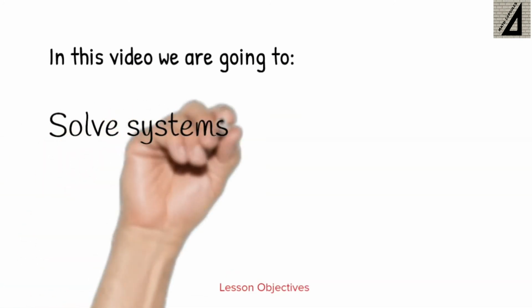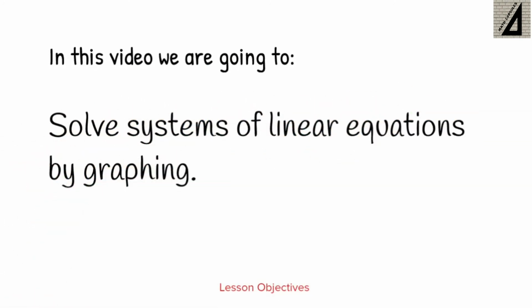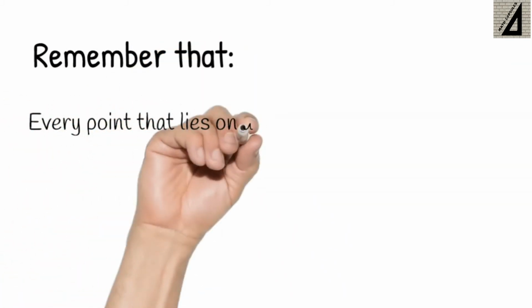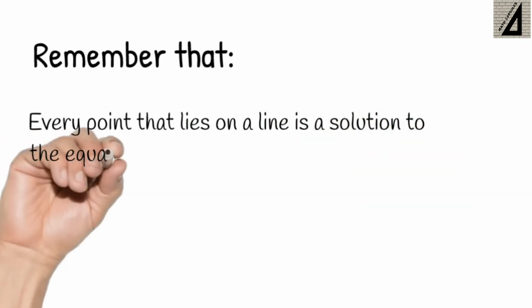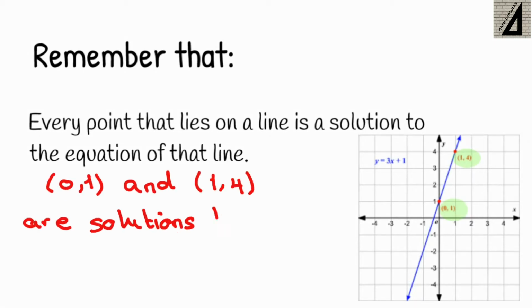In this video, we are going to solve systems of linear equations by graphing. Remember that every point that lies on a line is a solution to the equation of that line. So as you see here in this graph, we have a line and we have 2 points given on that line, which are (0, 1) and (1, 4). These 2 points are solutions to the line.